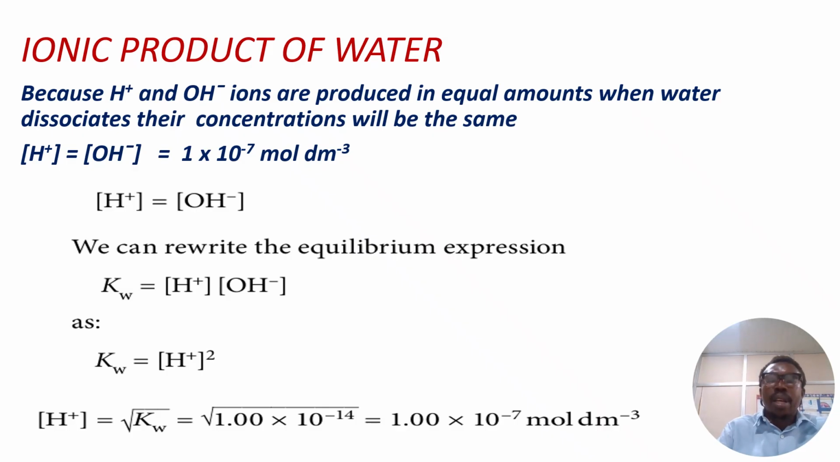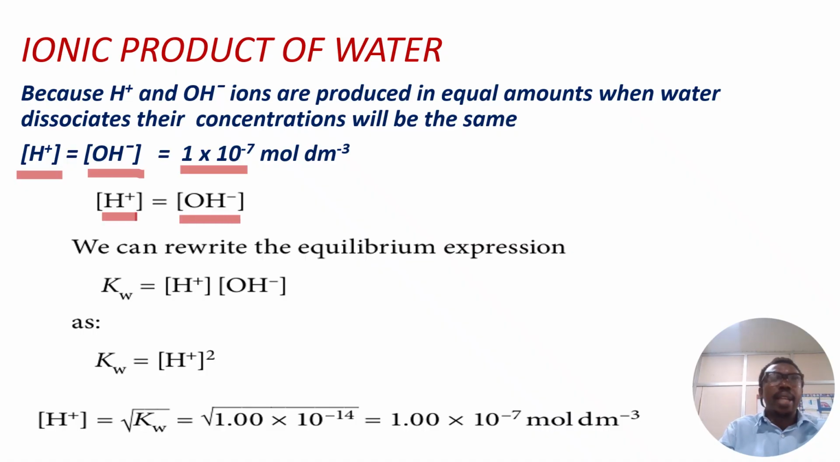So still an ionic product of water. If you look at the equation for the ionization of water, when water dissociates to form hydrogen ion and hydroxide ion, you discover that the concentration of hydrogen ion and the concentration of hydroxide ion are produced in equal amounts. So their concentration will be the same. So the concentration of hydrogen ion is equal to the concentration of hydroxide ion, which is equal to 1 times 10 raised to the power minus 7 mole per dm³.